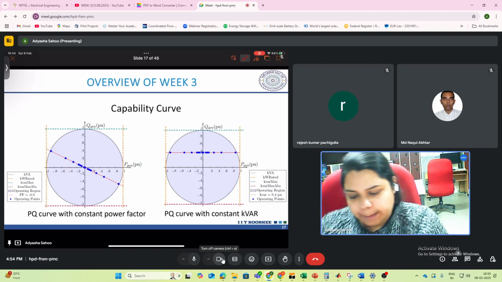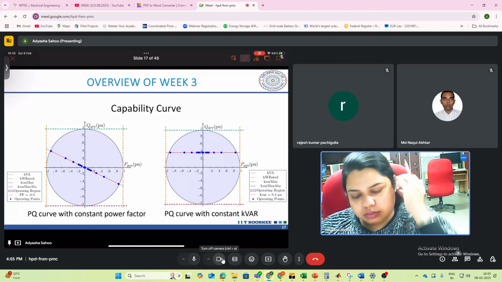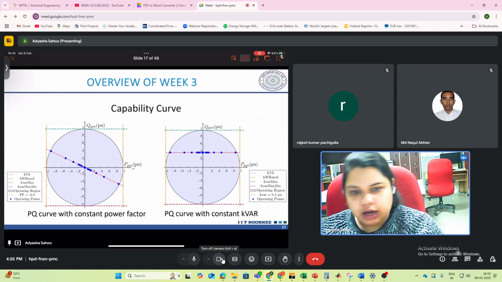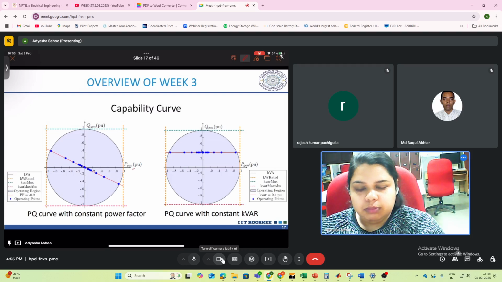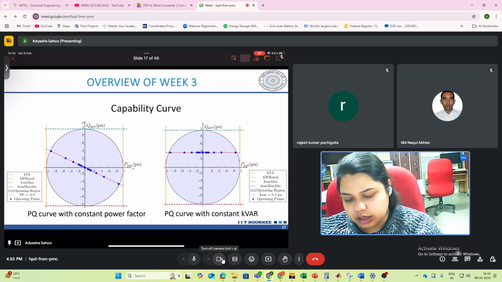So here you can see in the x-axis you have the active power in per unit, and in the y-axis you have the reactive power. You can see the four quadrants have been covered here. That means the active power is both positive and negative. Positive will imply injection or discharging of the battery, and negative will mean the charging of the battery. Similarly, the reactive power is also in the positive y-axis and also in the negative y-axis.